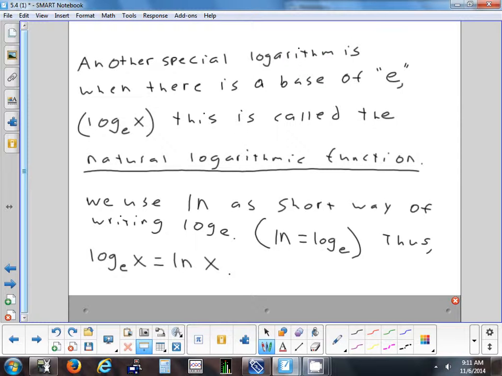Any questions on that abbreviation? It does seem a little bit weird that the two letters kind of seem backwards sometimes because it's natural log, and they put ln instead of nl. But that's just the abbreviation we use.